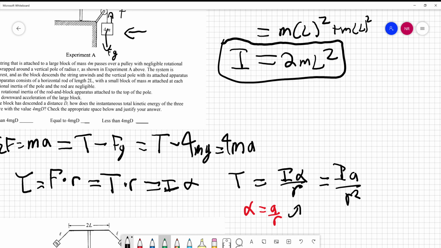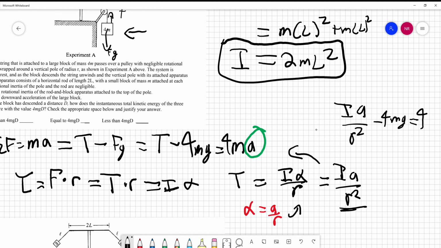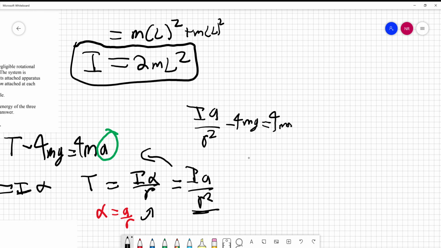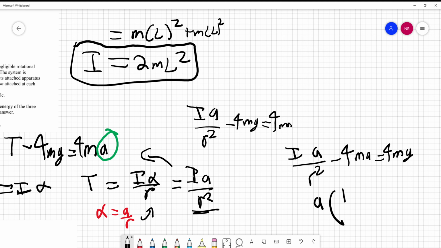Once again, what we wanted to solve for was this acceleration here. So we can plug in this value for tension into the above equation, and then we'll get I a over r squared minus 4mg equals 4ma. If we put all the a's on one side, we get I a over r squared minus 4ma equals 4mg. Then we can take the a's out: a times I over r squared minus 4m equals 4mg.